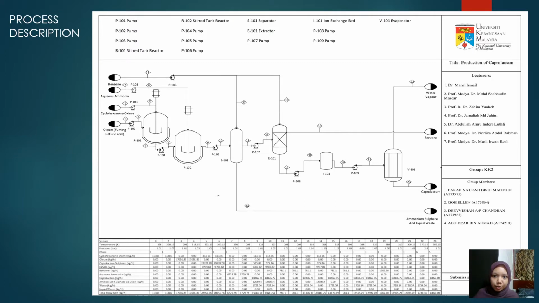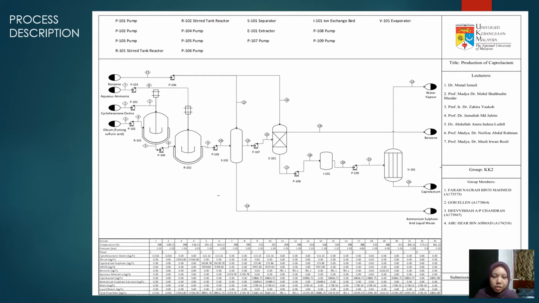Rearrangement of cyclohexanone oxime in R101. Cyclohexanone oxime is rearranged by Beckmann rearrangement in the presence of oleum for the conversion of the oxime to caprolactam sulfate. The process takes place in a continuous stirred tank reactor (CSTR) at 125 degrees Celsius under atmospheric pressure. Cyclohexanone oxime from stream 2 and oleum from stream 4 is added into the reactor for the rearrangement to occur. A crude epsilon-caprolactam reaction mixture containing caprolactam sulfate and sulfuric acid is obtained.